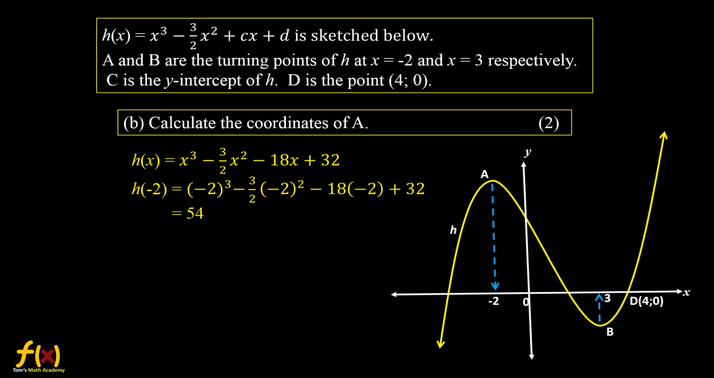What is the y coordinate? When you use minus 2 in the place of x, use the calculator very carefully. You get 54. So the coordinates of A is minus 2, 54. Okay.